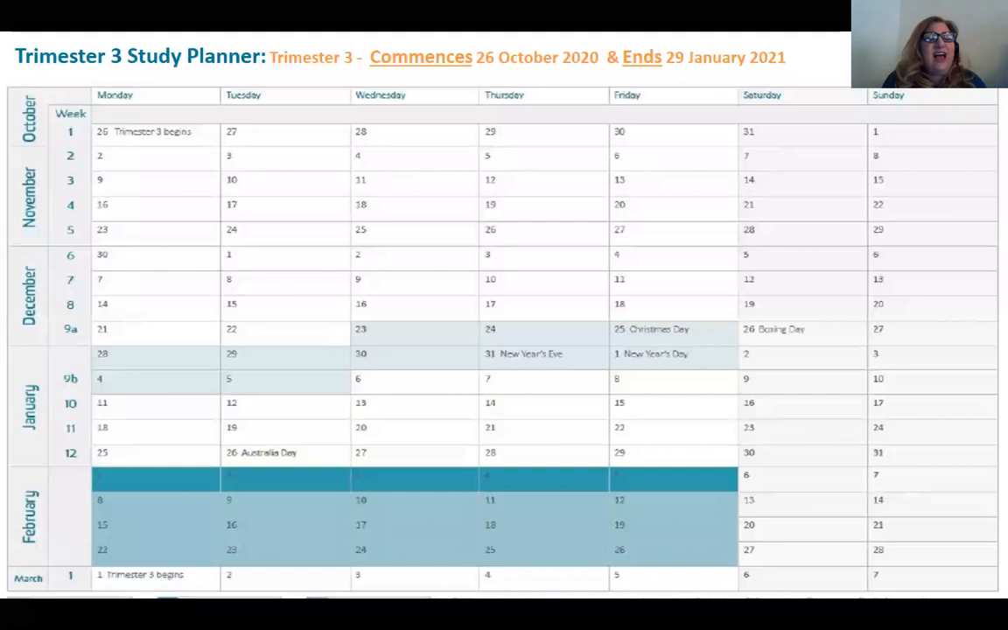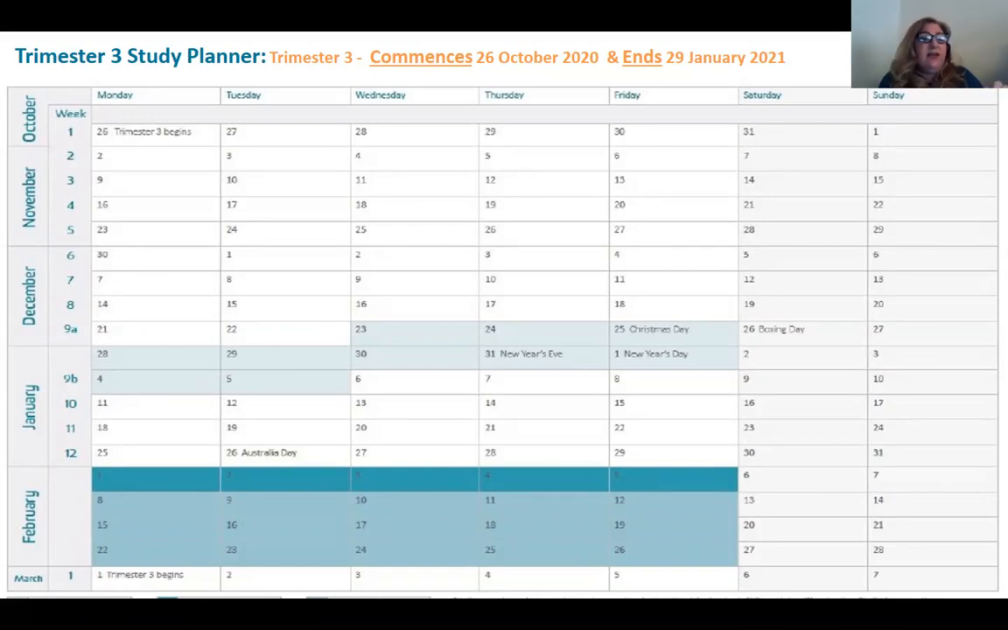You'll have 8.5 weeks of classes before the trimester break. The trimester break will go for 2 weeks this time, starting on the 23rd of December 2020 until the 5th of January 2021. Now your week 9, you can see there, is split over 2 weeks. Monday, Tuesday will be covered before the break, and Wednesday, Thursday, Friday will be covered after the break.